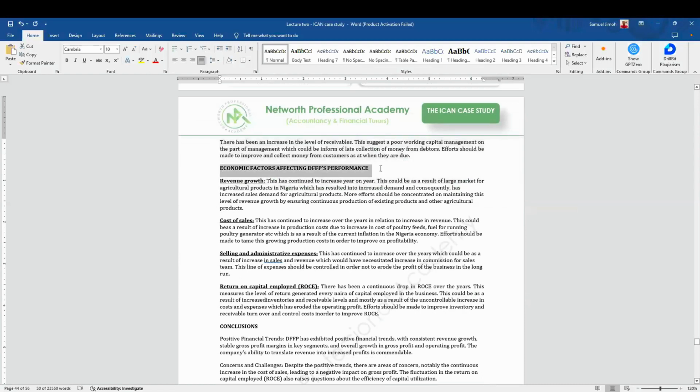Then the other thing is evaluating skill and judgment. Evaluating skill and judgment is when you look at the impact of external factors on the performance of that business, right? And remember, under SCB2, we were told about those factors that affect agribusiness in Nigeria. So revenue growth: there has been revenue growth. This could be as a result of the large market for agricultural products in Nigeria, which has resulted in an increase in demand and consequently increased sales of agricultural products. So more effort should be concentrated on maintaining this level of revenue growth by ensuring continuous production of existing products and other agricultural products.